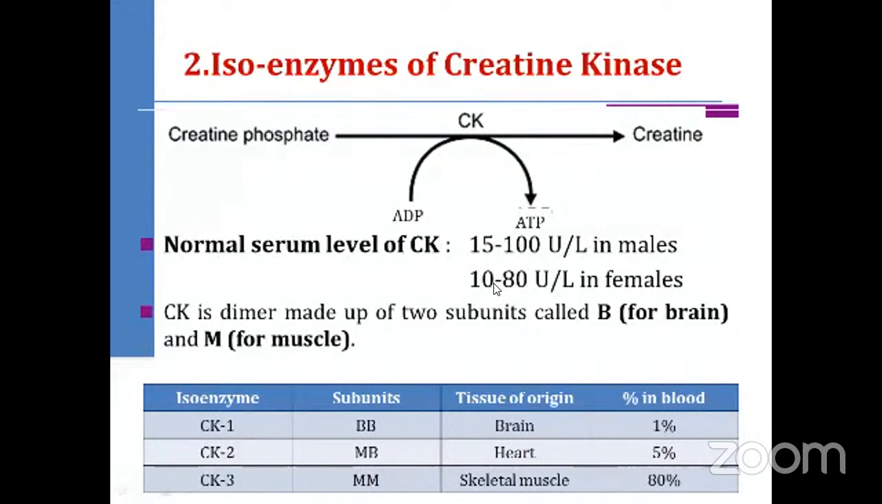So we were talking about the isoenzyme forms of creatine kinase. This creatine kinase has three forms of isoenzymes: CK1, CK2, and CK3. If you see how they are different, it is because of the different subunits present. In CK1, the subunits are BB and mainly present in the brain. CK2, the subunits are MB, and they are mainly present in the heart. And CK3, the subunits are MM type, and mainly present in the skeletal muscle.